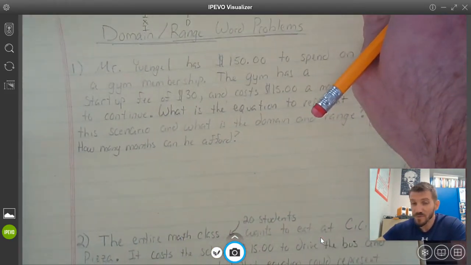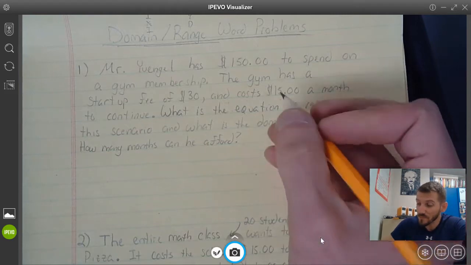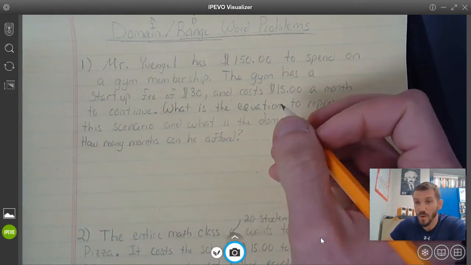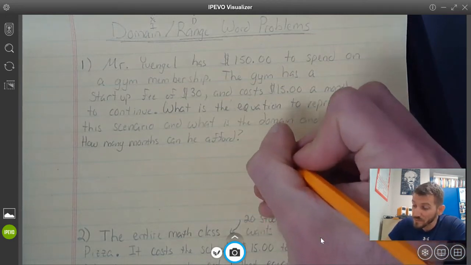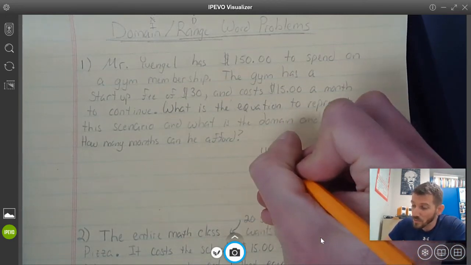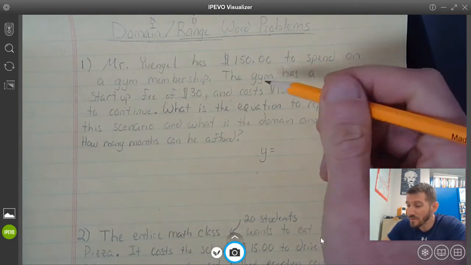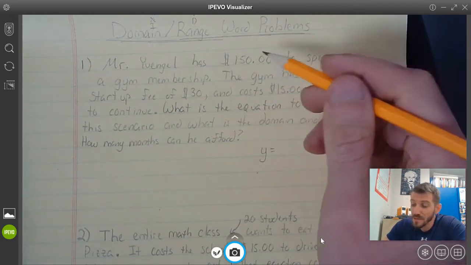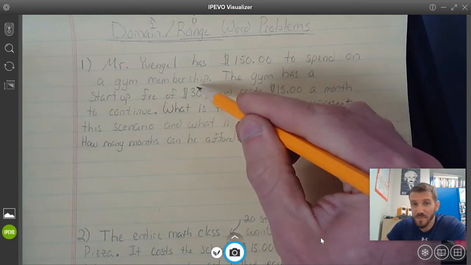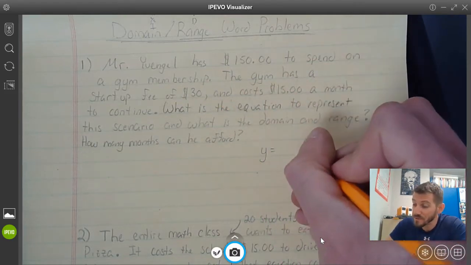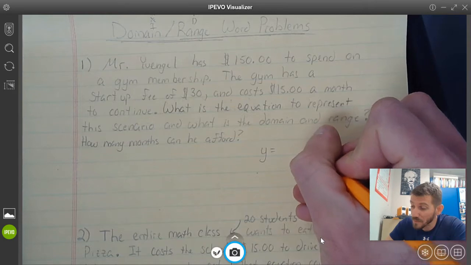So, first thing we have to do is come up with an equation. Everything we've been learning has been linear, y equals mx plus b, and we're going to try to keep it that way. So, let's come up with an equation. It would be y equals. Now, I know the plus b part. I know that it's going to cost me $30 regardless of what happens. I have to pay a startup fee of 30, so that's automatically going to be plus 30.